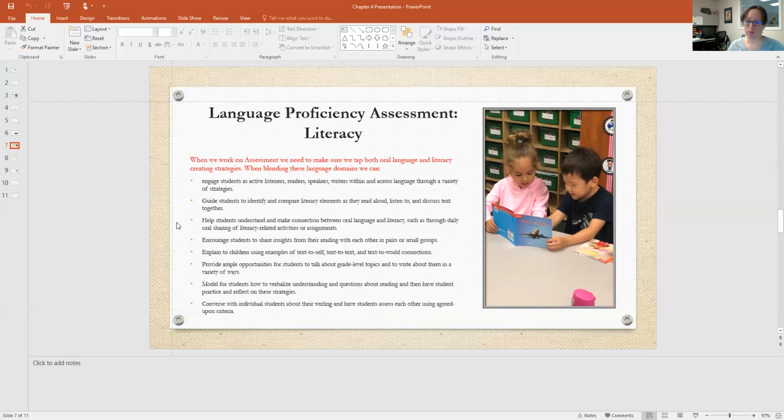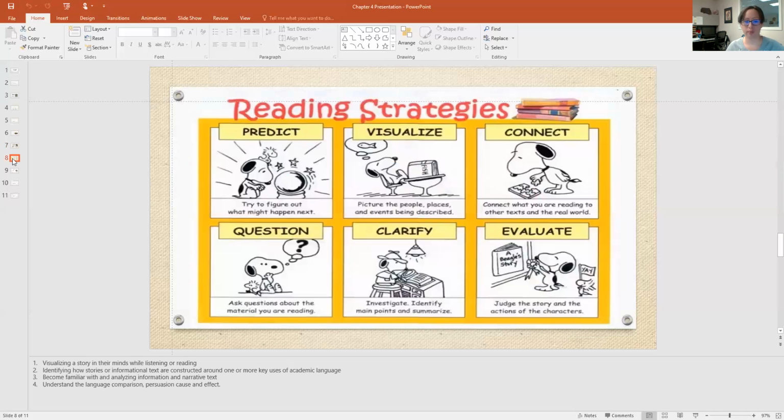Model for students how to verbalize understanding and questions about reading, and then have students practice and reflect on their strategies. Converse with students about the writing and have students assess each other using agreed upon criteria. So I would have a circle time, and it's okay. So if we hit these points, building their own rubric, they're going to know what to look for, what to accomplish, because they created it. So everybody will be on the same page.